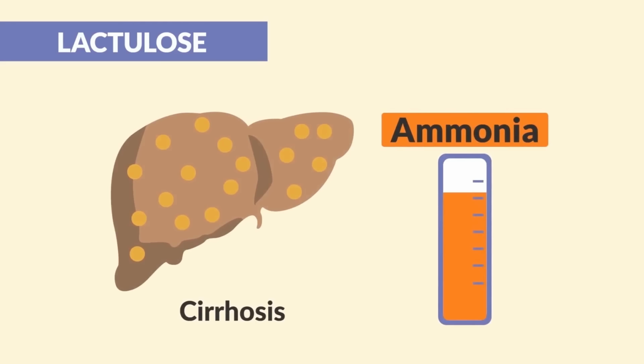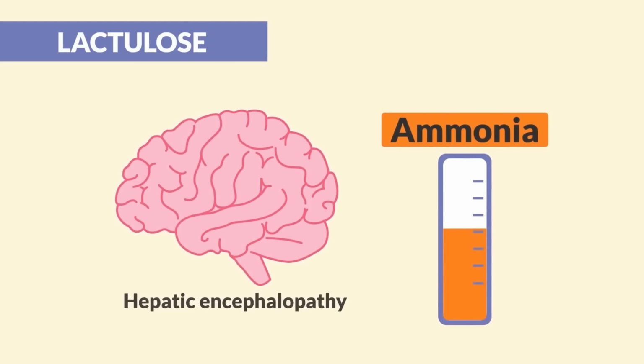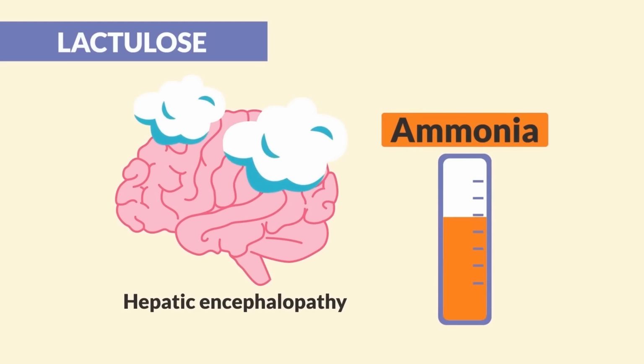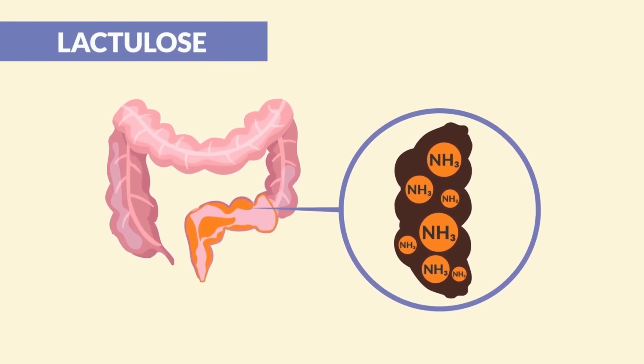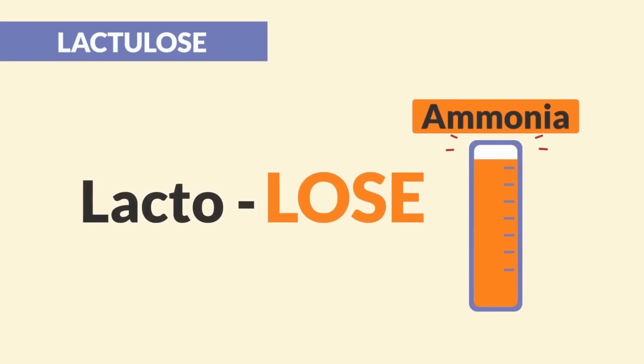Now it's given to decrease ammonia levels in cirrhosis patients. It treats hepatic encephalopathy, fancy words for a cloudy brain, that decreased mental status from those high levels of ammonia. So guys, lactulose helps the body poo out all that ammonia. Basically, massive explosive diarrhea. So just think lactulose, we lose that ammonia.